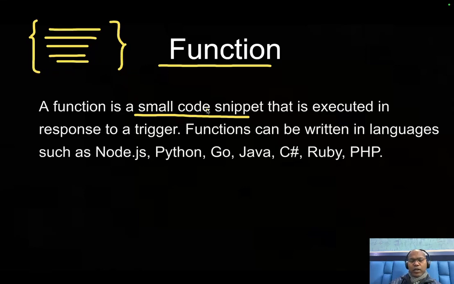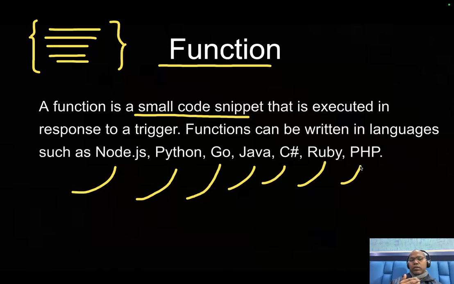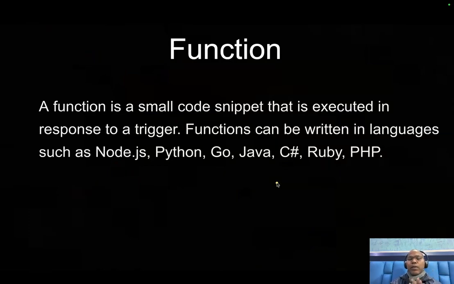So generally, as of now, Google Cloud Functions support writing code in Node.js or Python or Go, Java, C#, Ruby, PHP. These are the programming languages you have as options to write the code snippet. Because the function must be written in a particular language, we have to select which programming language I am going to write my function or code snippet in.